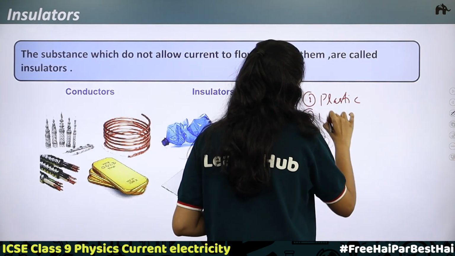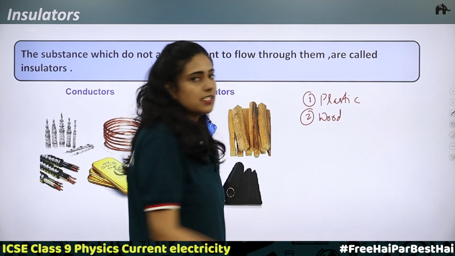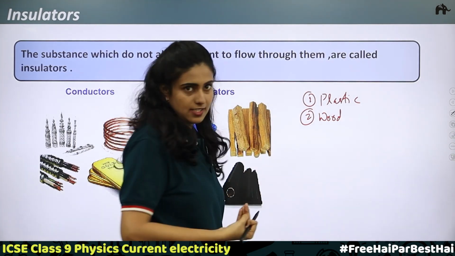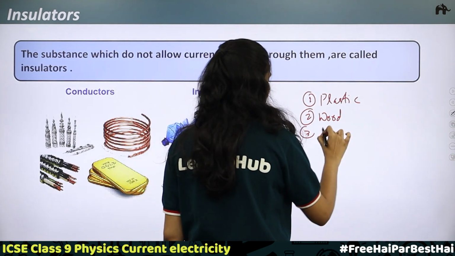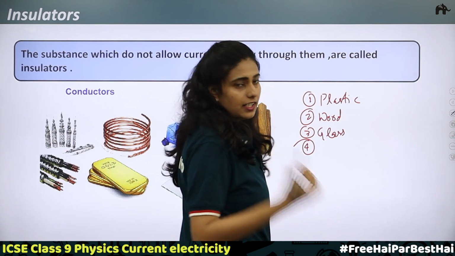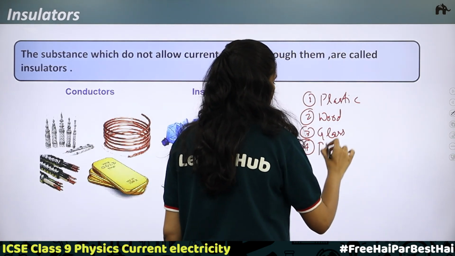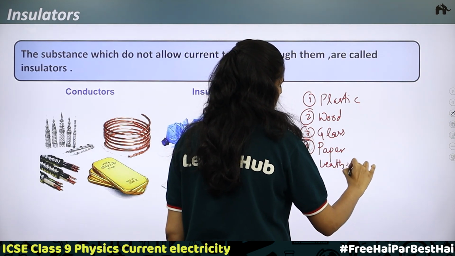Next, wood. Okay, if you are using wood to complete a circuit, wood will not conduct electricity. That is, current is not allowed to flow through the circuit. Next, when you take glass, glass is another example. It doesn't conduct electricity. It is an insulator. Then, paper is an insulator. Leather is an insulator.